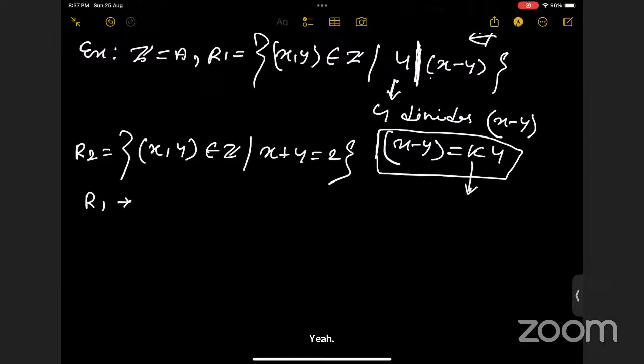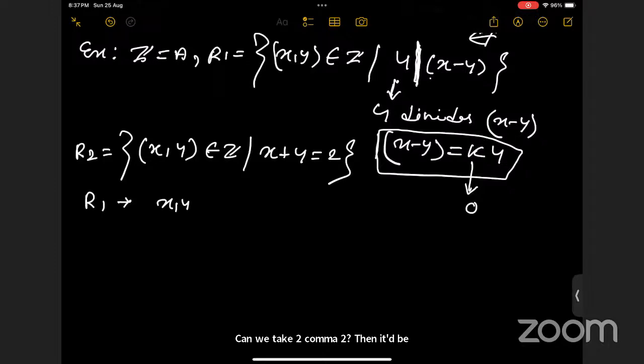Yes, ma'am, correct. We can take k as 0. 0 divided by 4 is 0. 0 divided by 4 is only 0, not a fraction. Yes. If we take (2,2), then 0 is divisible by 4. Yeah, 0 is divisible by 4.